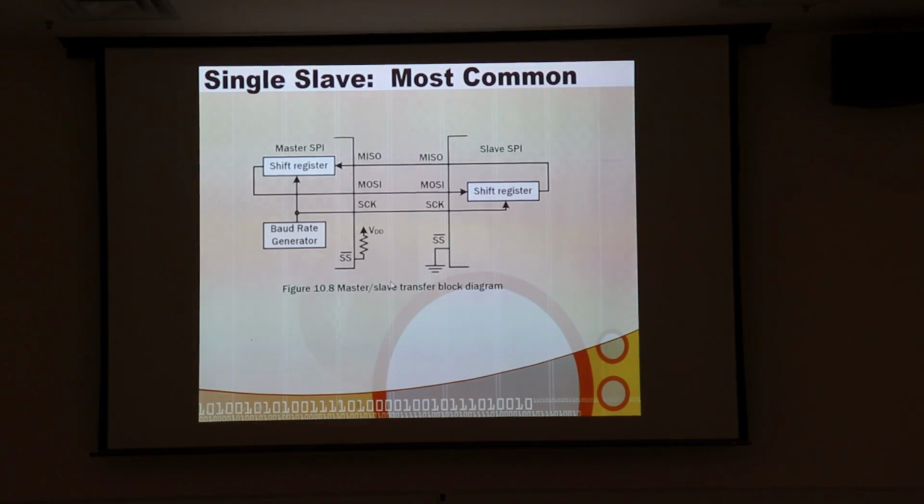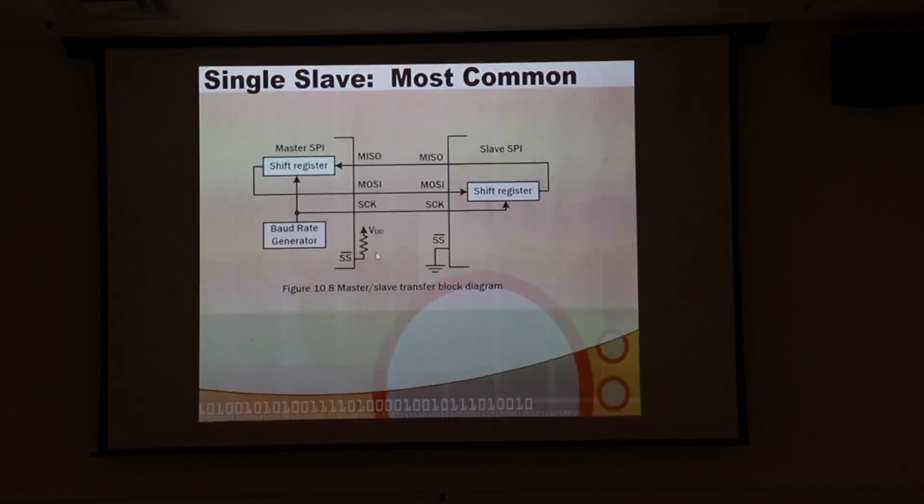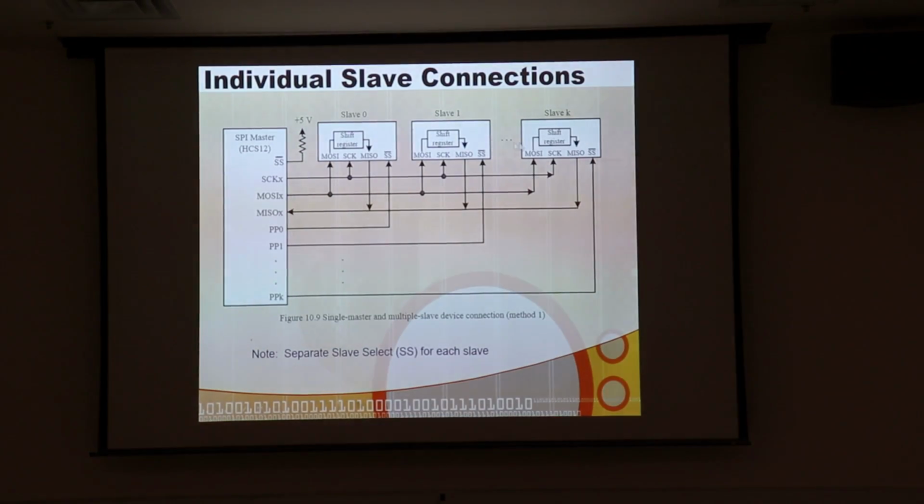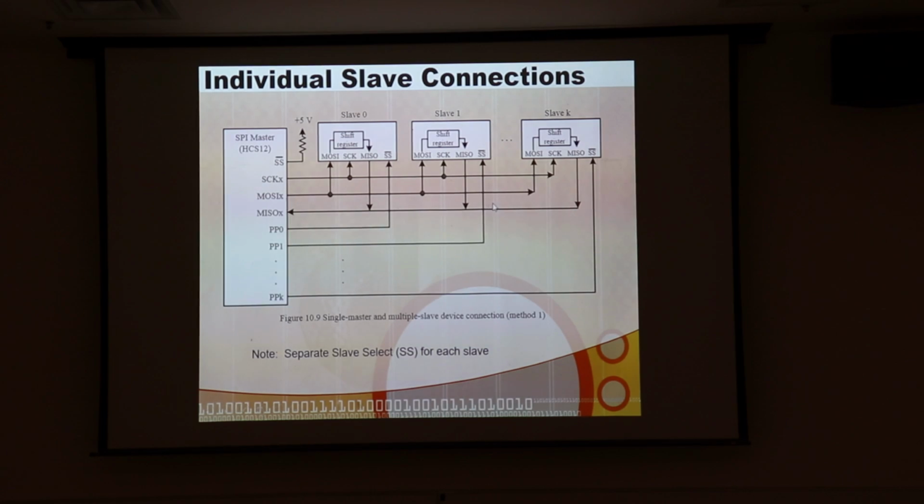And you can do multiple slaves. Here you have a single slave, and you just ground the slave select, so you don't actually have to use it. But here you have 3 slaves. Each slave has its own slave select line. So now you have the 4 lines plus 2 more, so that's 6 lines altogether.